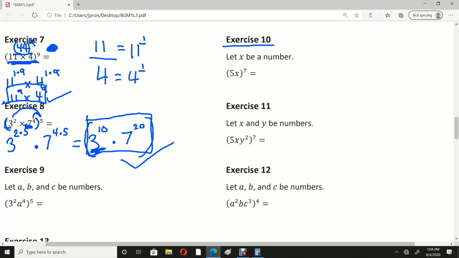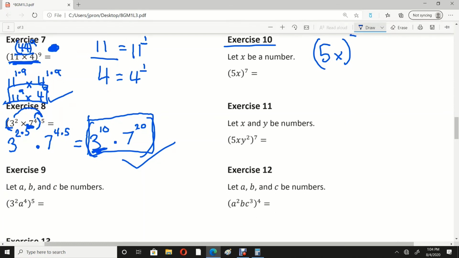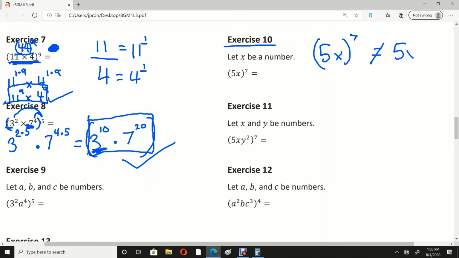All right, because exercise 10 looks a little bit different, okay? So what we have here is (5x) to the 7th power. And 5x is in parentheses here, which does make a difference, right? Because this does not equal 5 times x to the 7th power. What that would suggest is just x is being multiplied 7 times. Here we're suggesting 5x is being multiplied by itself 7 times, so it's different.